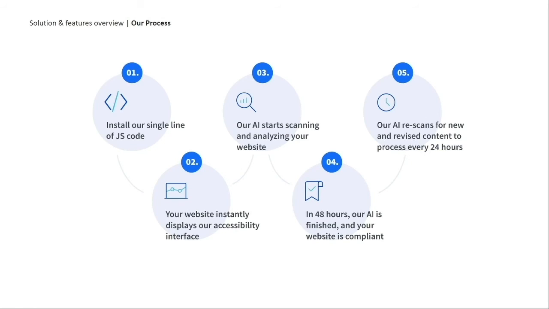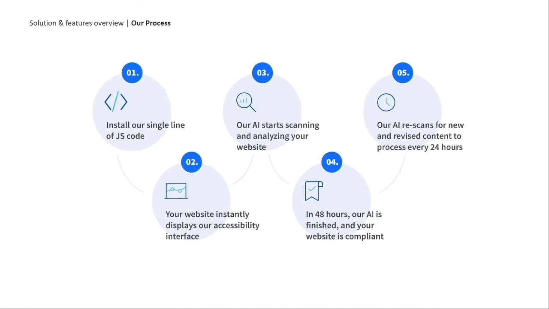Now, lastly, and from our experience, business owners have found that the best part of becoming compliant with us is definitely the super simple process. The first step is you install a single line of JavaScript code. That takes 5 minutes to install and can integrate with any website or CMS platform. Then, your website instantly displays our accessibility interface, and simultaneously, the AI kicks in, and within 48 hours, it's finished. Your website is fully accessible, compliant, and you'll receive the accessibility statement to your email.